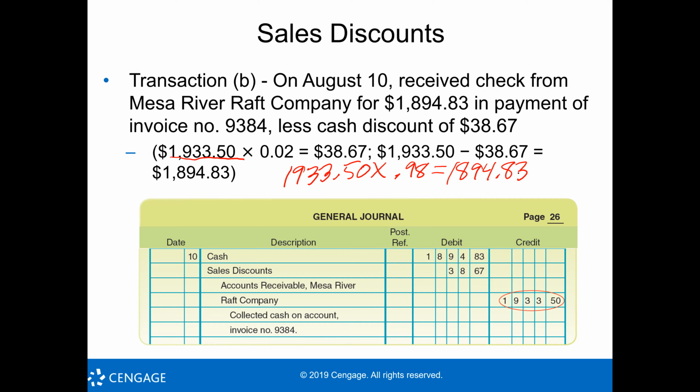And so here they're showing it in the two-step process. Basically, step one, they're calculating the 2%. Step two, they're subtracting the 2%, right? So that's the two-step way. This other way, by multiplying it by 0.98, it's only one step, essentially. But I guess you still got to figure out the difference between the two. So anyway, whichever way makes the most sense to you. But so we're going to debit cash 1894.83. We're going to debit sales discounts 38.67, and then credit accounts receivable for that customer 1933.50.